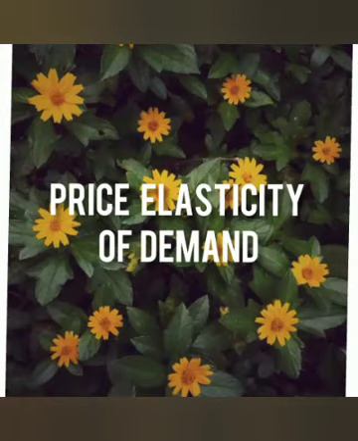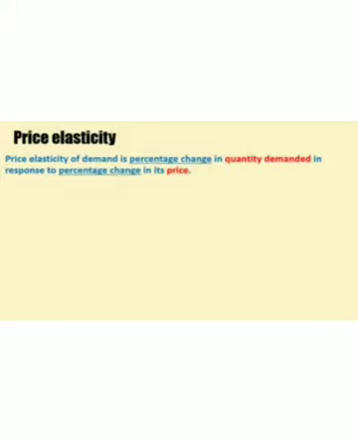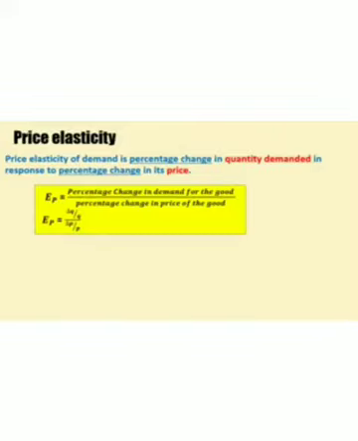Next, we are going to study the topic price elasticity of demand. Price elasticity of demand is percentage change in quantity demanded in response to percentage change in its price. Symbolically, it is written as EP is equal to percentage change in demand for the good divided by percentage change in price of the good, which is equal to delta Q by Q divided by delta P by P.